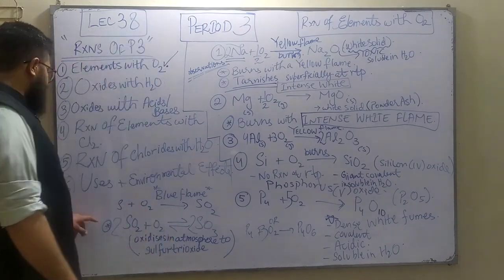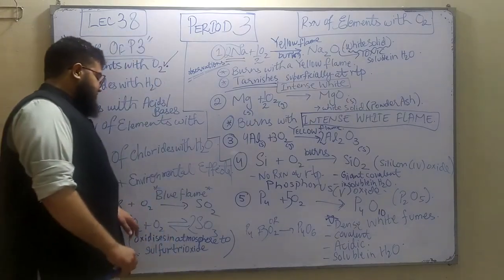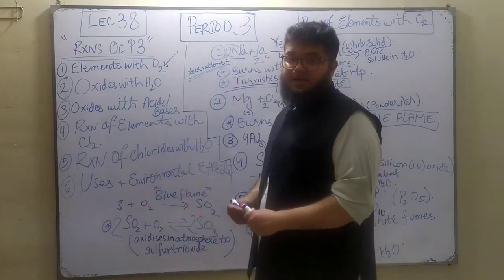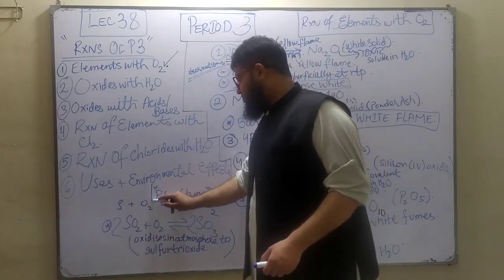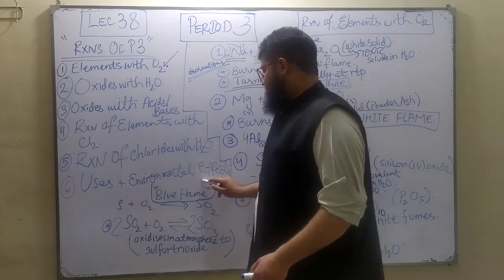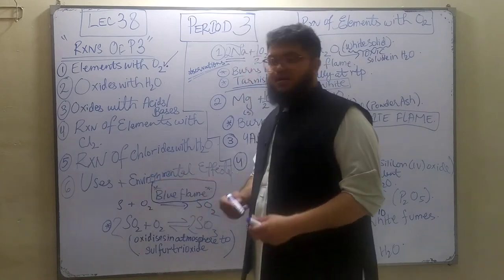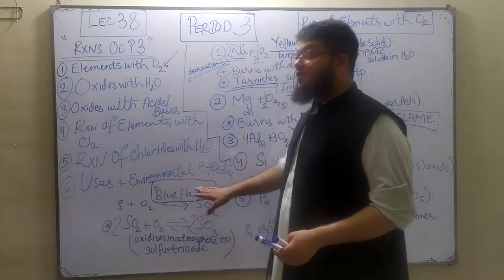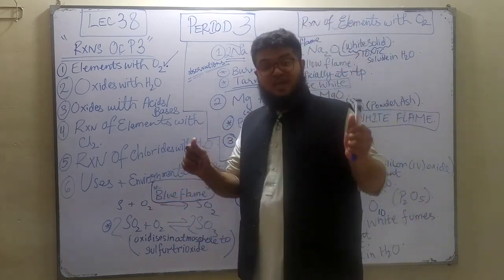Then coming over here, the last, sulfur. Sulfur, when it reacts with oxygen, produces sulfur dioxide, and the flame color of sulfur is very, very important. It is a unique flame color. It is different from all the other flames you've seen so far. It burns with a blue flame.